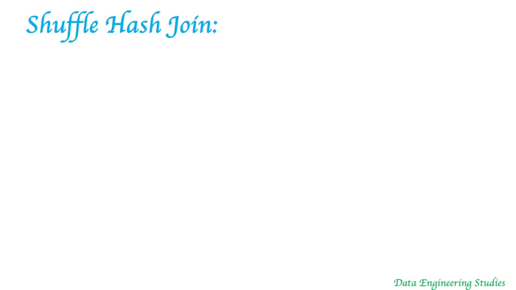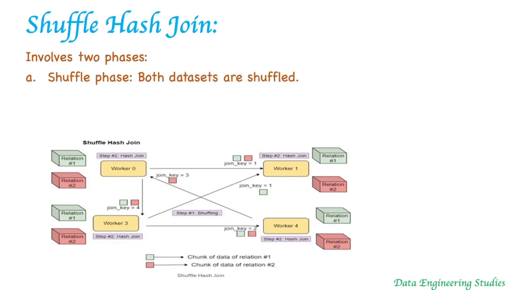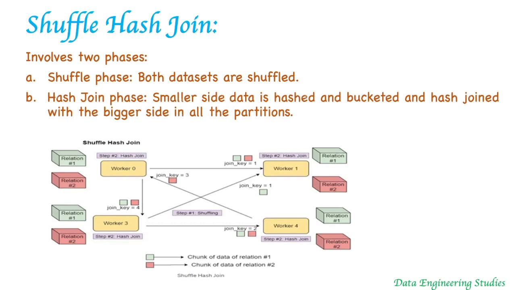Now let's see what is shuffle hash join. Shuffle hash join involves 2 phases. The first phase is shuffle phase. As part of the shuffle phase, both datasets are shuffled. So the same keys from both sides end up in the same partition. The next phase is hash join phase. In the hash join phase, the smaller side data is hashed, bucketed and joined with the bigger side in all the partitions.